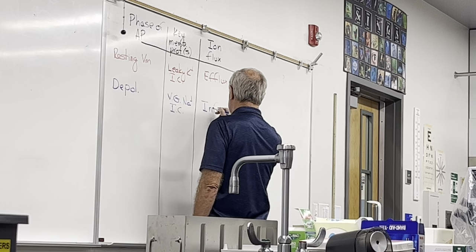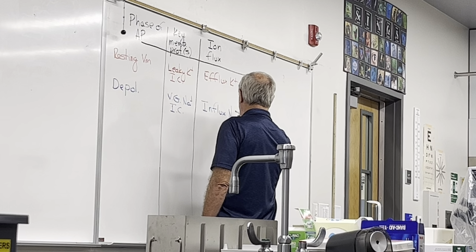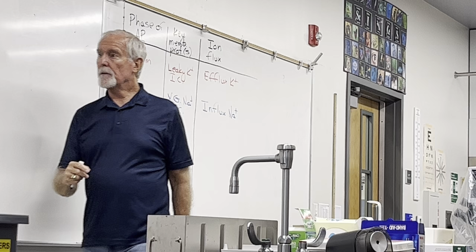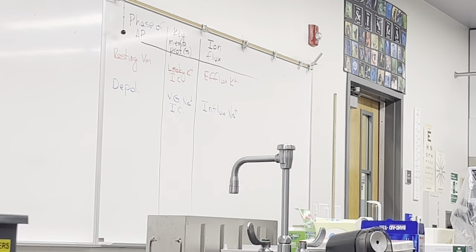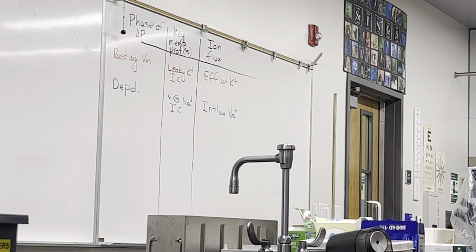So now we have positive charge entering the cell, and that positive charge causes the membrane potential to become positive. And the peak of the action potential is fairly close to the equilibrium potential for sodium. One of our rules, the general rule, is that the membrane potential can only be at or near the equilibrium potential of an ion if the membrane is permeable to that ion. So the only way we can get close to the equilibrium potential for sodium is if the membrane becomes permeable to sodium, allowing sodium to enter the cell.